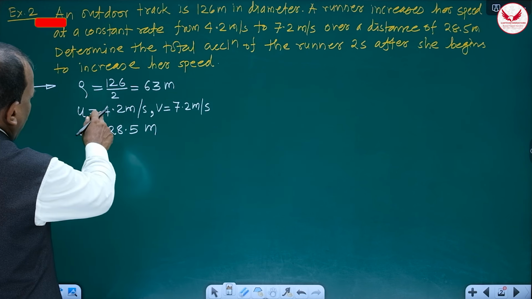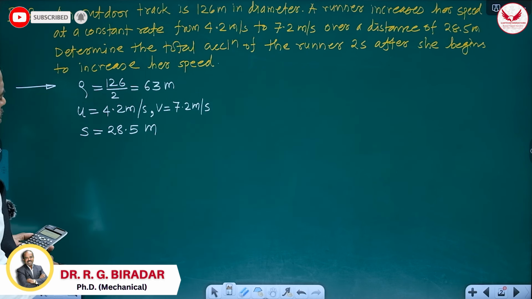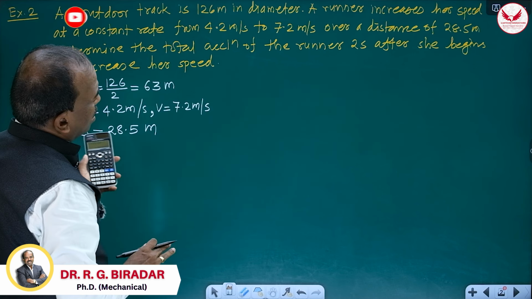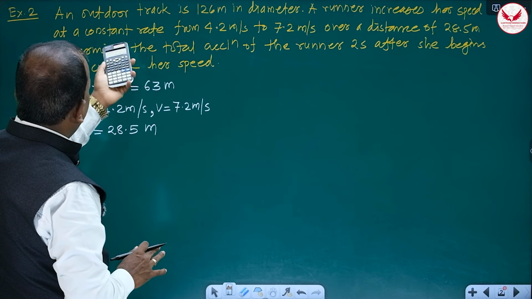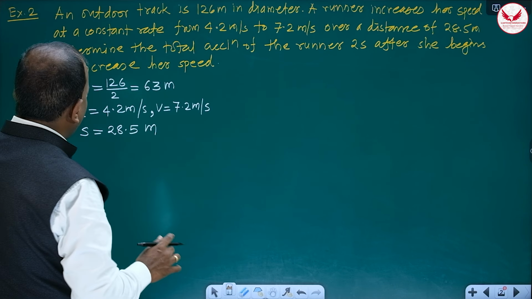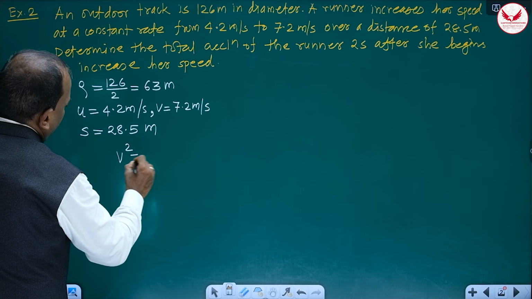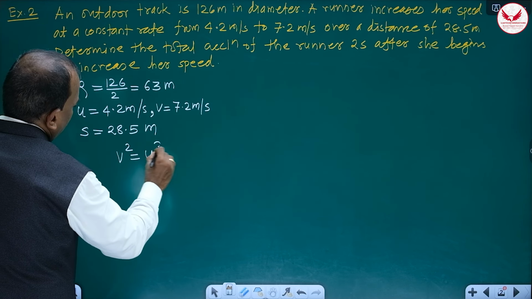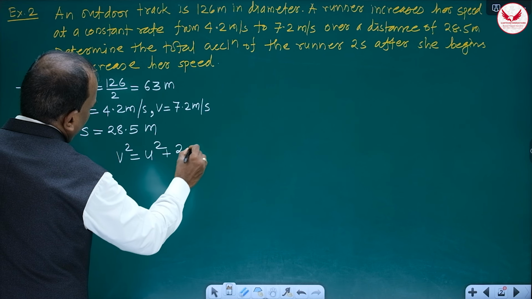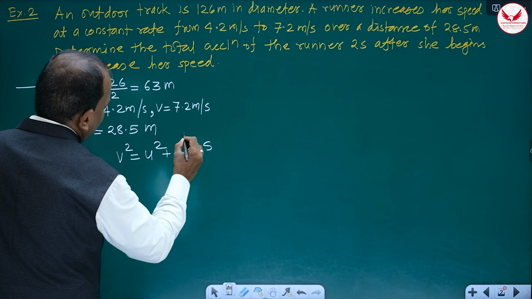Means initial speed is 4.2. Now from this, first what we'll get? We'll get the constant rate, means constant acceleration over here, and that is how we can get. So whenever acceleration is constant, we can use this equation. V square is equal to u square plus twice a_t s along the curved path. It is tangential acceleration.